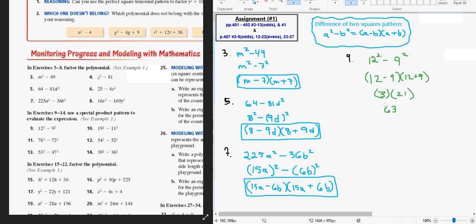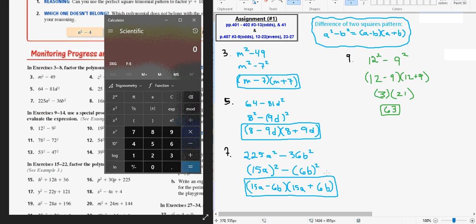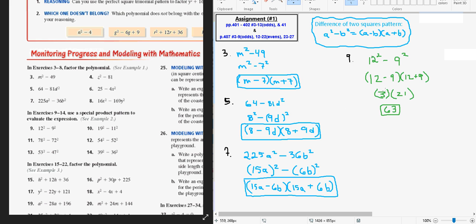That would be the same answer that you would get if you were to evaluate 12 squared, which is 144, minus 9 squared, which is 81. You still get 63. But doing it this way, you're dealing with much smaller numbers. All right, moving on to number 11. And in case you're wondering, yes, you do have to do it this way because the directions say we have to use a special product pattern.